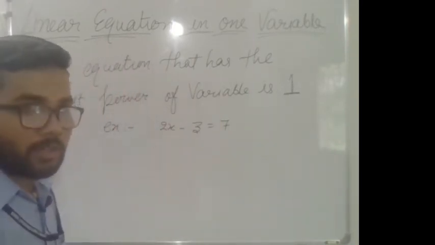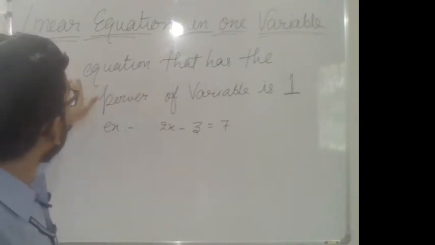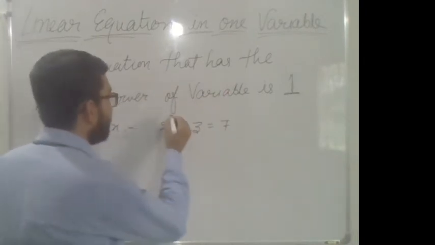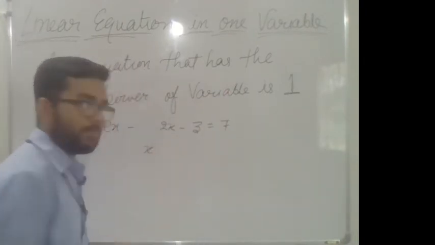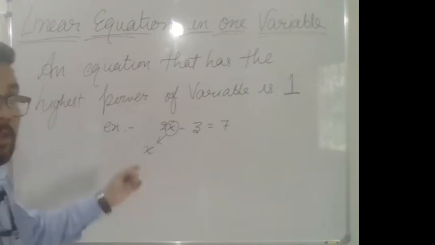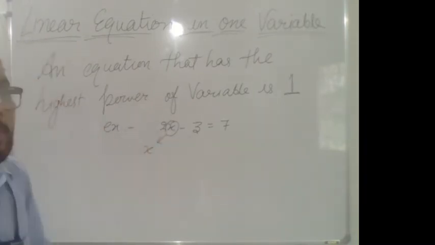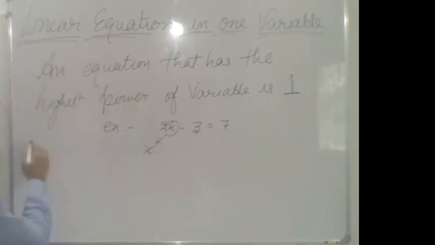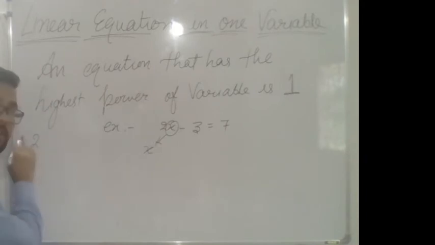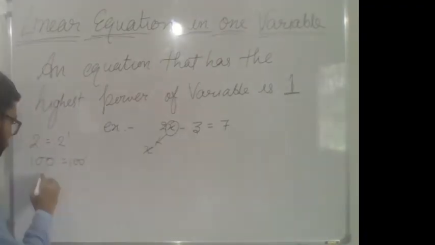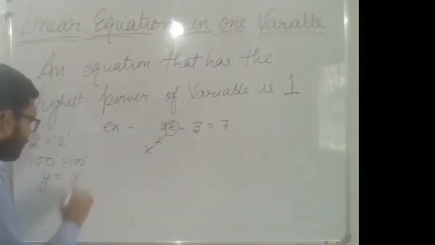Is it a linear equation? Because through this statement, an equation that has the highest power of variable as 1. In this equation the variable is x, and the power of this variable is what? 1. Because if any number is written like 2, it means 2 to the power 1. 100 means 100 to the power 1. y means y to the power 1.